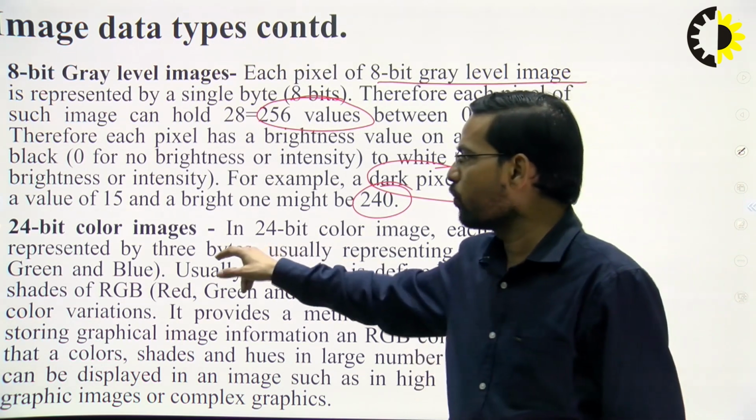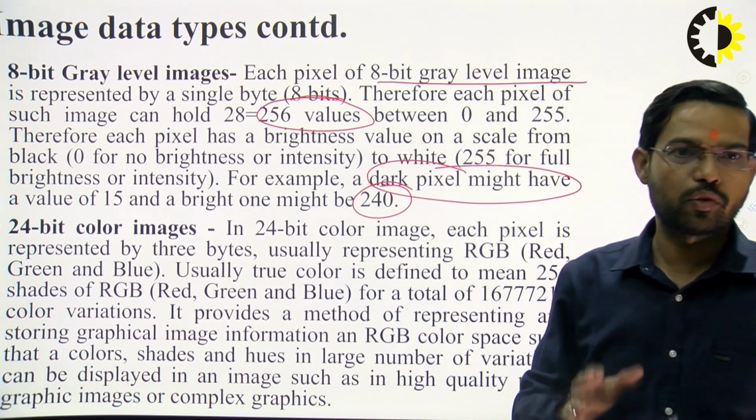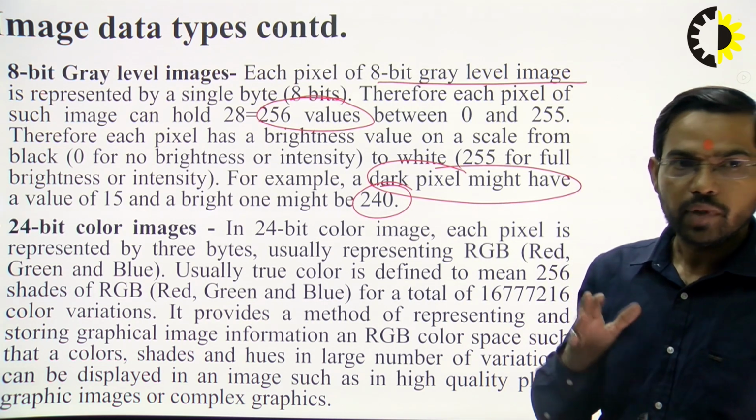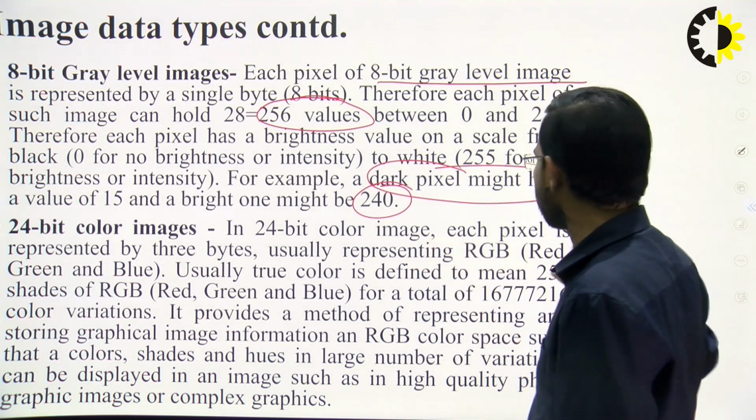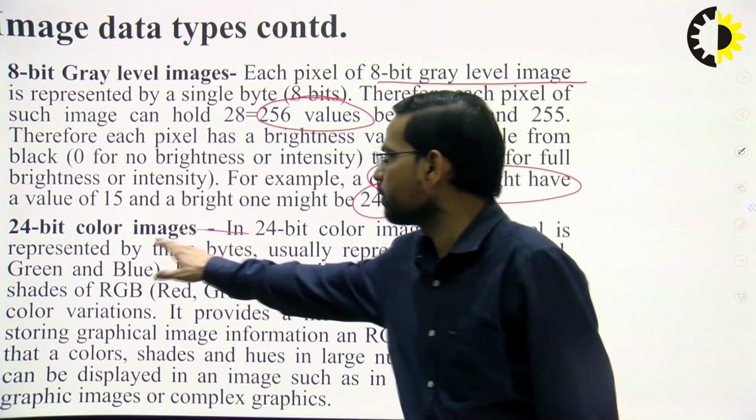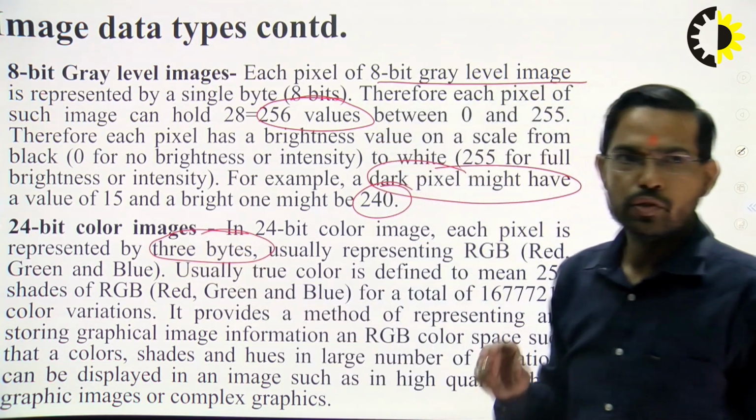Next one is 24-bit color images. The number of colors is 2 to the power 24. In 24-bit color images, each pixel is represented by 3 bytes. 3 bytes, 8 multiplied by 3, is 24 bits.